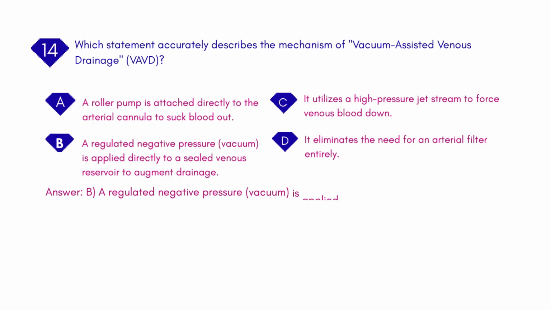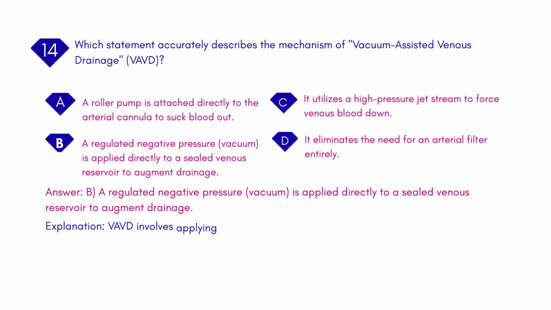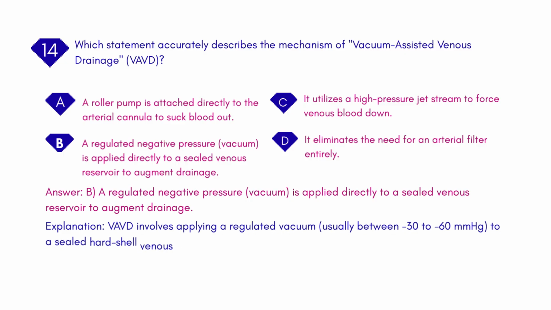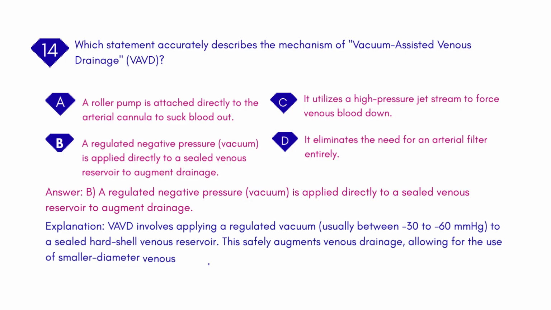Answer: B. A regulated negative pressure, vacuum, is applied directly to a sealed venous reservoir to augment drainage. Explanation: VAVD involves applying a regulated vacuum, usually between -30 to -60 mmHg, to a sealed hardshell venous reservoir. This safely augments venous drainage, allowing for the use of smaller diameter venous cannulas, which is especially useful in minimally invasive cardiac surgeries.